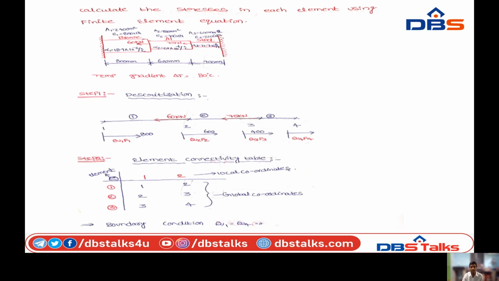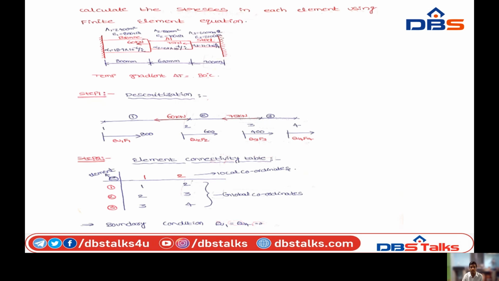Coming to the boundary condition, Q1 equal to Q4 equal to 0. Why am I writing this equation? Because Q1 and Q4 are the fixed nodes. So for the fixed nodes, I am writing Q1, Q4 as zero. This is the boundary condition.